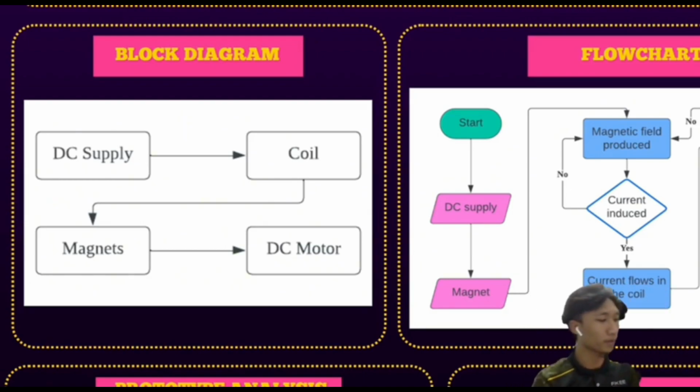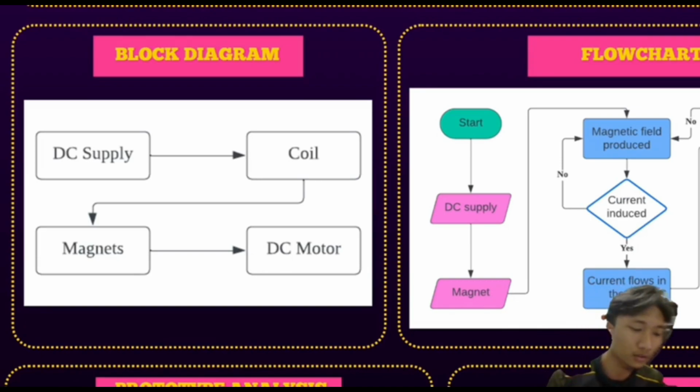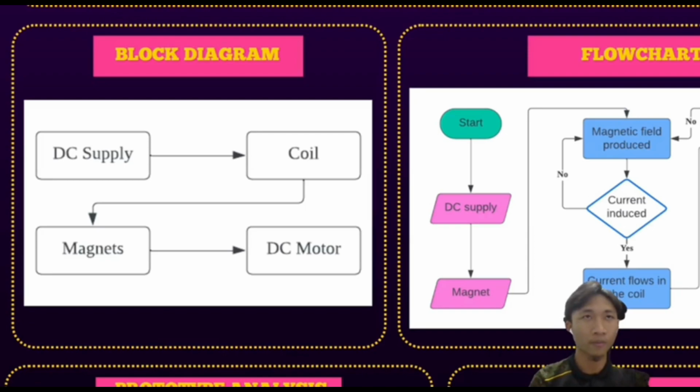Okay, let me explain first. So DC supply is the battery. We have two types of battery: a 3 slot 1.5 volt battery, and also a 2 slot 1.5 volt battery. And then we have the coil. The coil is also variable, or we call it the number of turns, that is n. We have 10 turns, 20 and also 30.